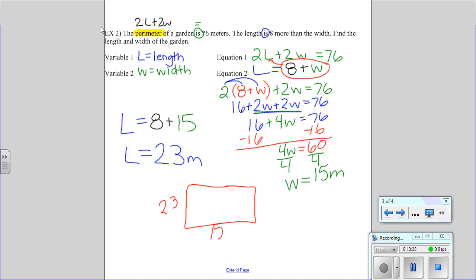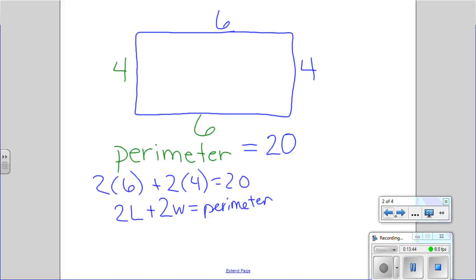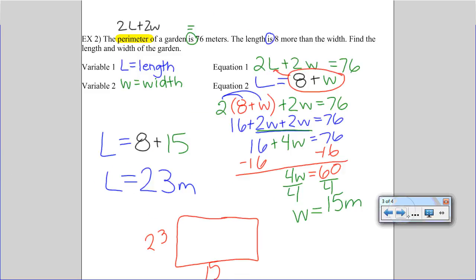Henry. For the first equation, how did you get 2L and 2W? Because when we go back and look at how we calculated the perimeter of this, we did 4 and 4, so that was 2 4s. We did 6 and 6, so that was 2 6s. And since every rectangle has 2 lengths and 2 widths, it's 2L plus 2W. Okay? All right, anything else, ladies and gentlemen?